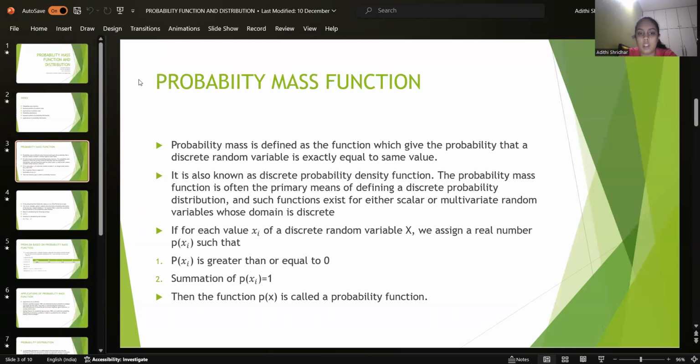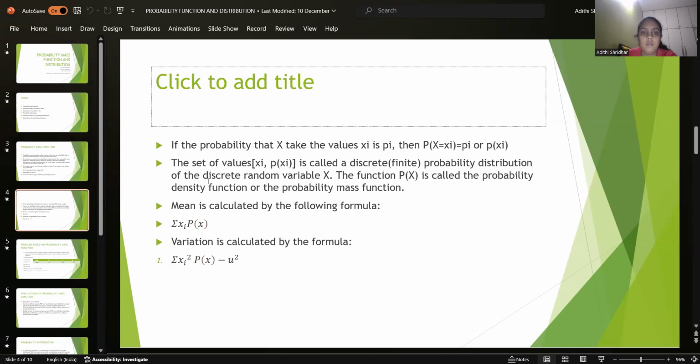If for each value xi of a discrete random variable x, we assign a real number p(xi) such that p(xi) is greater than or equal to 0, and the summation of p(xi) is equal to 1, then the function p(x) is known as probability function. If the probability that x can take the value xi is pi, then P(x = xi) = p(xi).